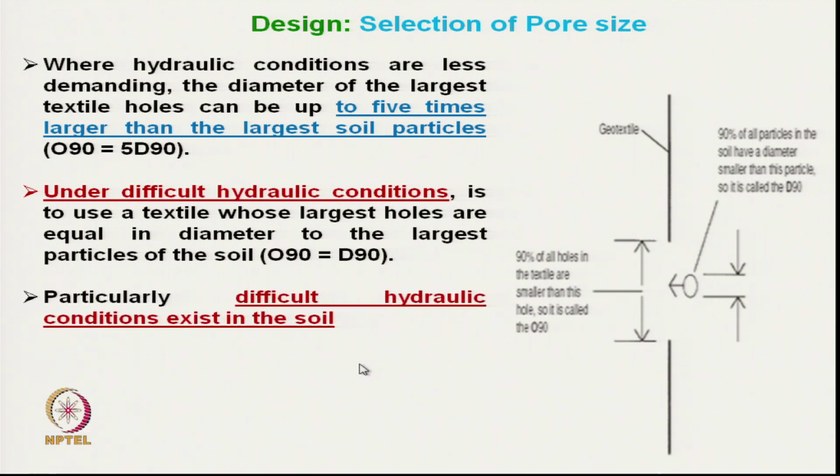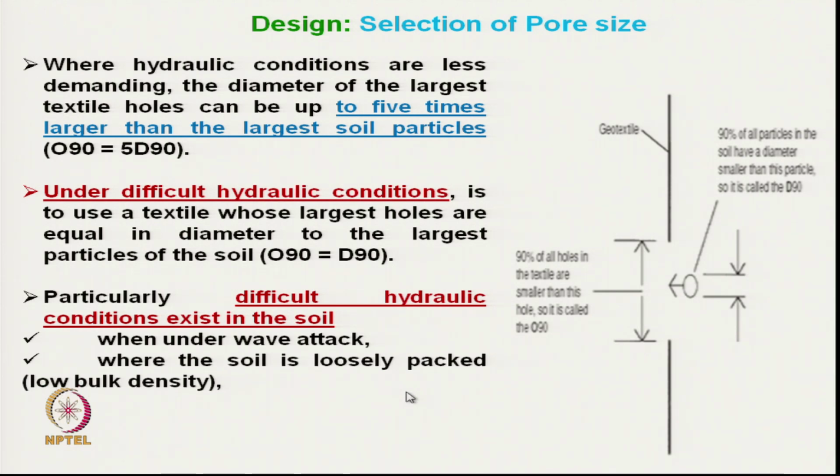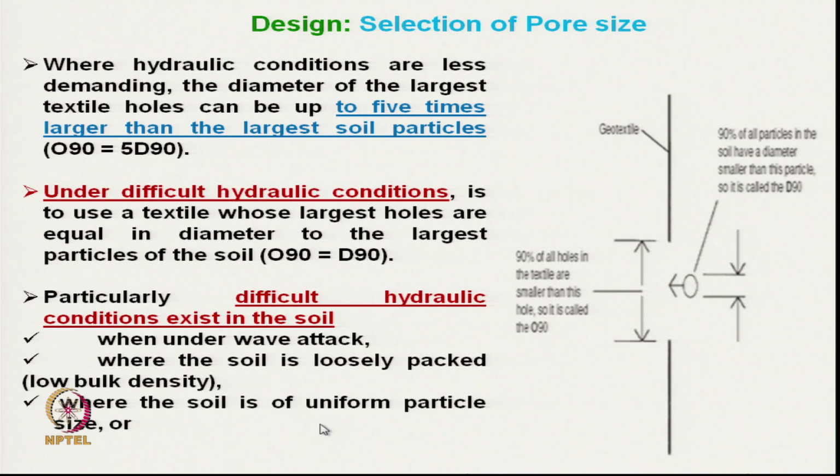What are these conditions? When there is underwater wave, where the soil is loosely packed, that means individual soil particles can come out, where the soil is of uniform particle size. Uniform particle size always creates less cohesion, where the hydraulic gradient is high, higher hydraulic pressure is there.